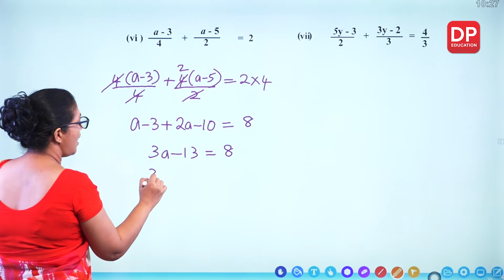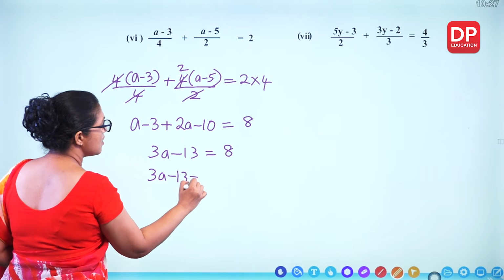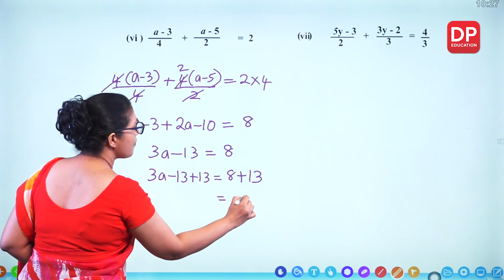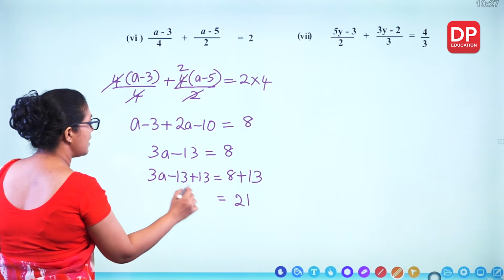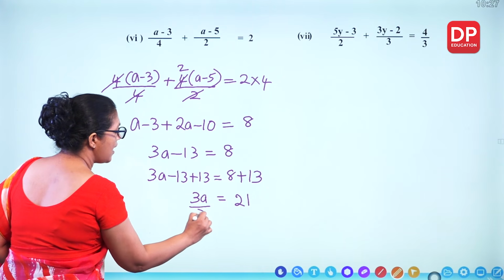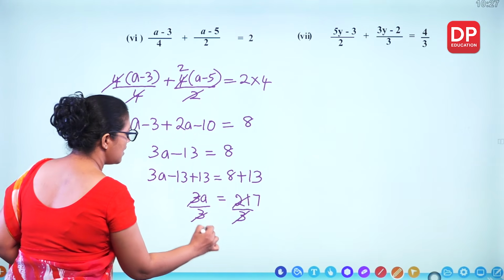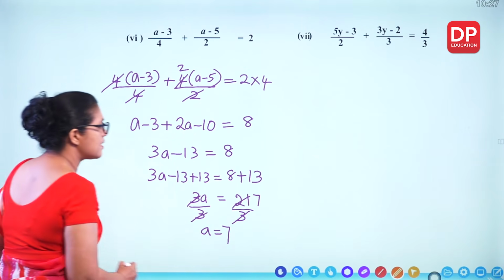Now add 13 to both sides. You get 21 equals 3a. Divide this by 3. You get a equals 7.